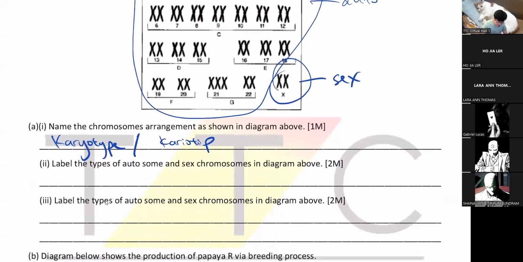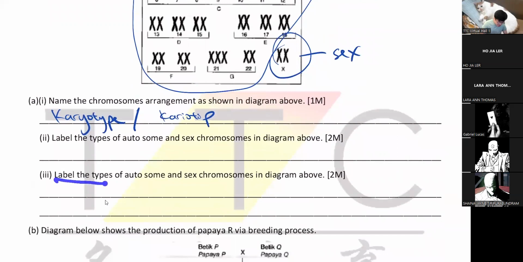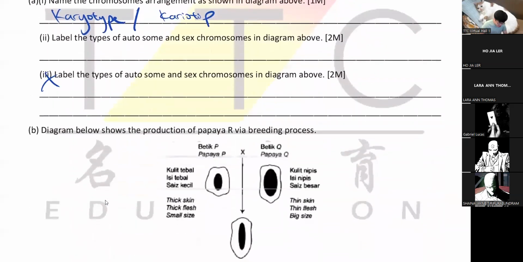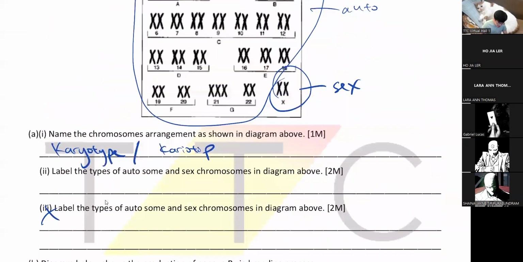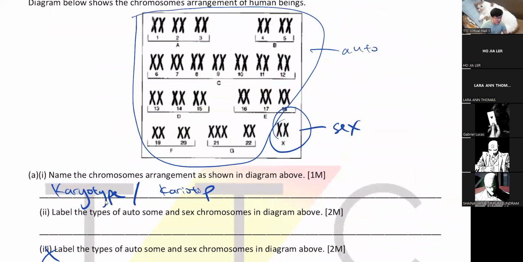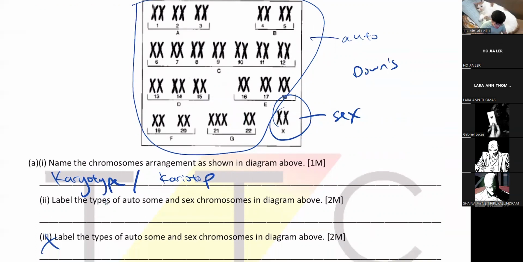Next, number 3, label the types of... wait, why are they repeating? Whatever, must be a typo here. Oh, they are not asking it. So what is the disease of this individual? Can you see? When you have 3 chromosomes at the 21st pair here, this is what we call Down syndrome. Just remember what Down syndrome is. They have intellectual disability, slanted eyes, a protruding tongue, a short neck, things like that.